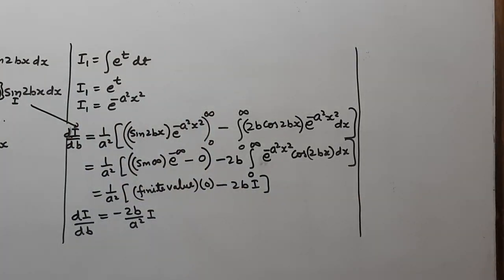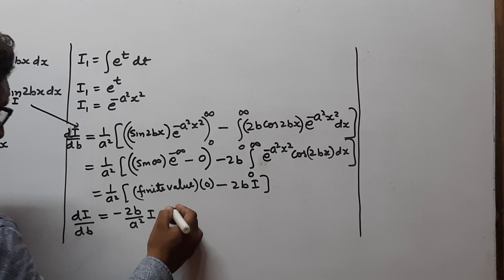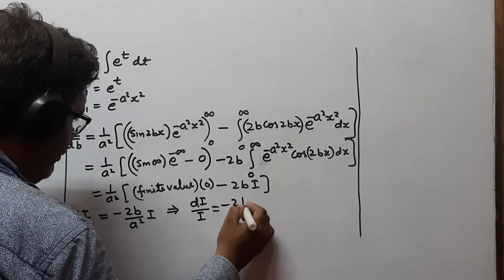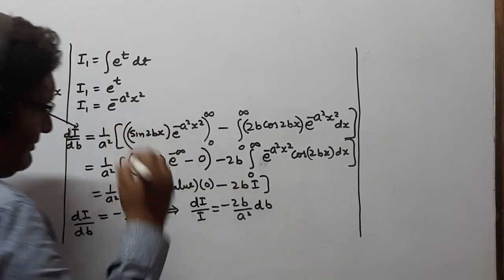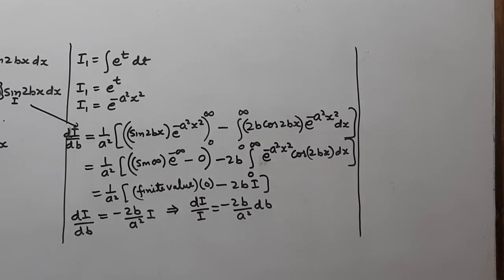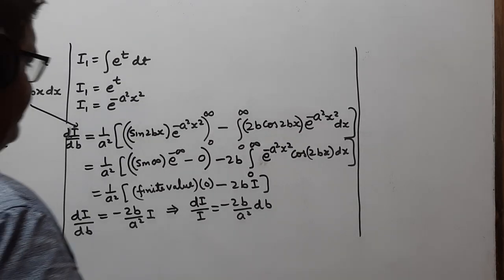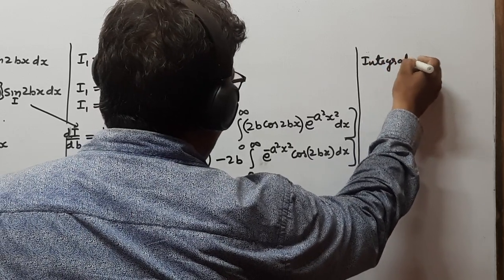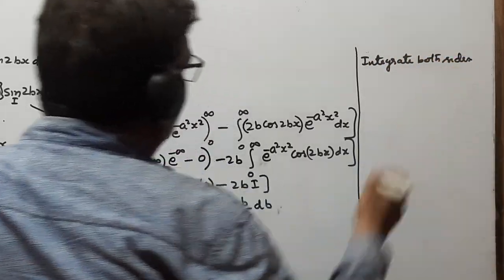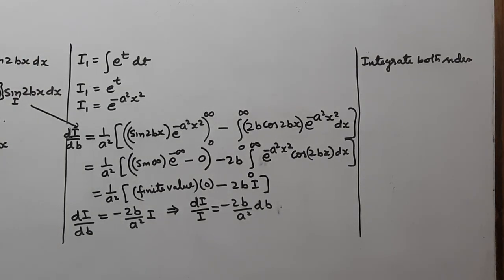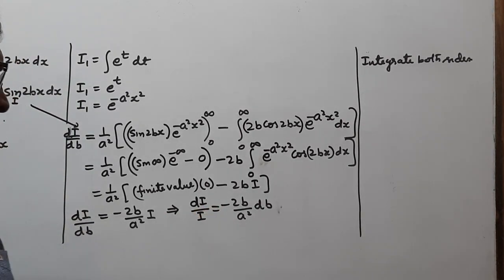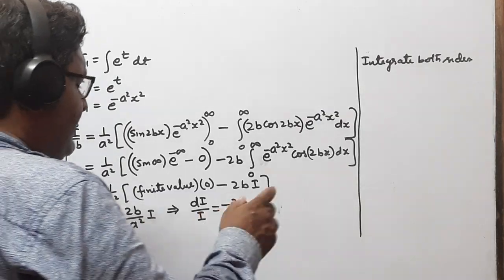So you know that this is a first order, first degree differential equation. So using variable separable, we get dI upon I equal to minus 2b upon a square db. We use variable separable. Now we integrate both the sides. Here we know that dI upon db is equal to minus 2b upon a square I. This is a first order, first degree differential equation. We use variable separable. So this can be written as dI upon I is equal to minus 2b upon a square db. Now we integrate both the sides.